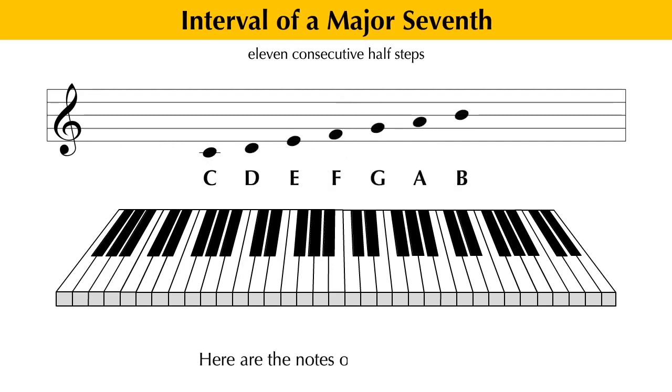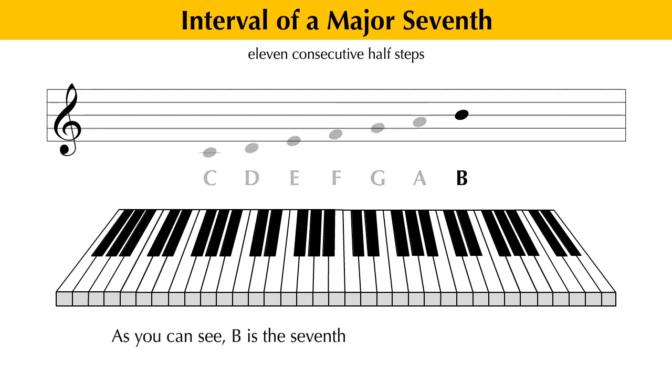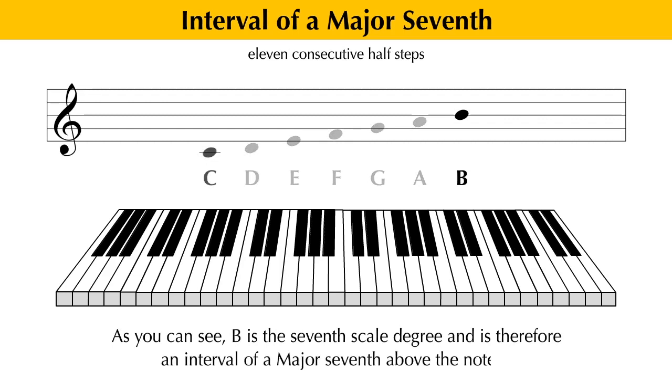Here are the notes of a C major scale. As you can see, B is the seventh scale degree and is therefore an interval of a major seventh above the note C.